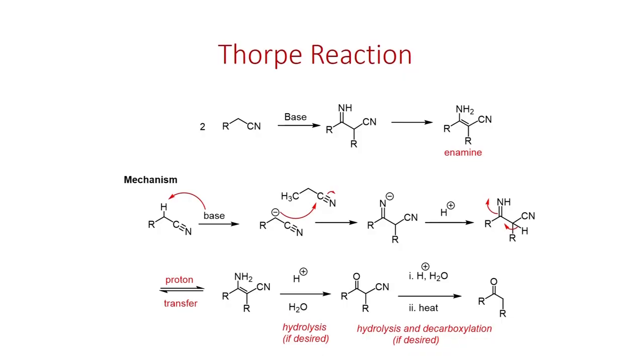We have just seen that the reaction of esters in the presence of a stoichiometric amount of base can be condensed to give beta keto ester. Now let us look at the reaction of alkyl nitriles, which is similar to the reaction of esters. When you react alkyl nitrile with base, you can generate the nitrile enolate anion, which can undergo addition with another molecule of nitrile group to give the addition product that can be converted into enamine. Once you form the enamine, that enamine can be transformed into a carbonyl compound.